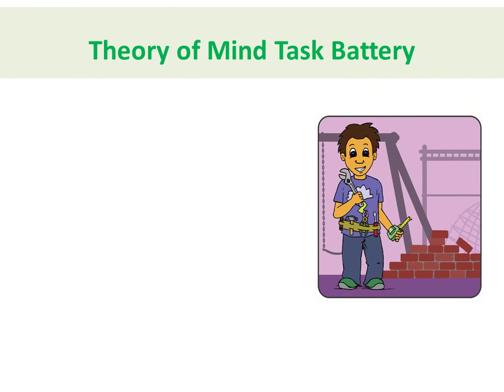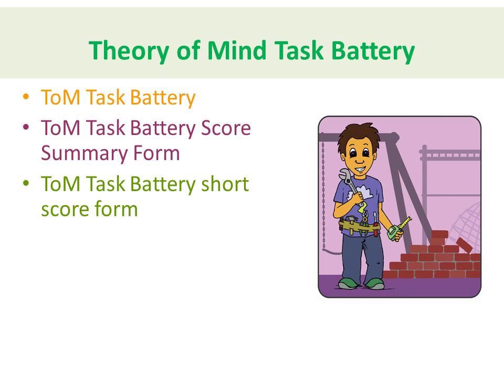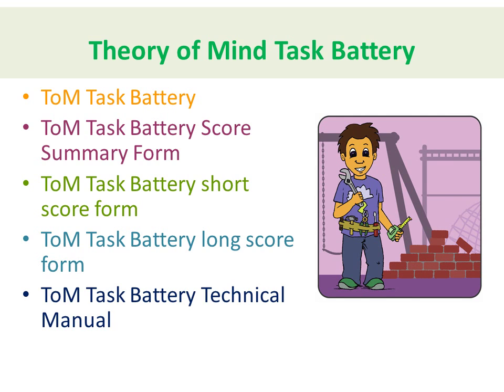With one purchase package, you get access to the ToMI-2 sister measure, the Theory of Mind Task Battery, which is a direct measure of a child's performance. The link to Theory of Mind Task Battery is where you'll find all the printable forms associated with this test. These include ToMI Task Battery, ToMI Task Battery Score Summary Form, ToMI Task Battery Short Score Form, ToMI Task Battery Long Score Form, ToMI Task Battery Technical Manual.